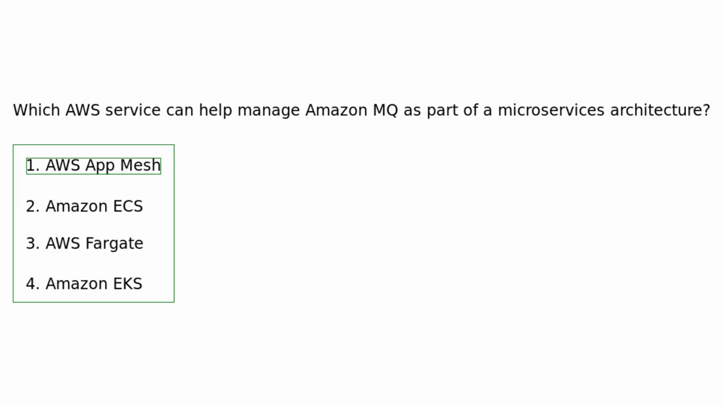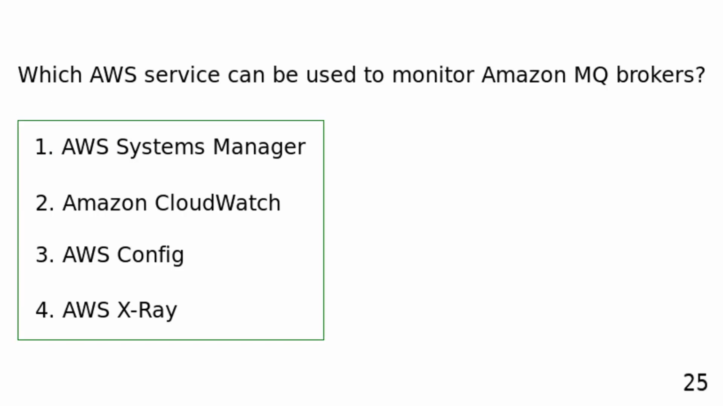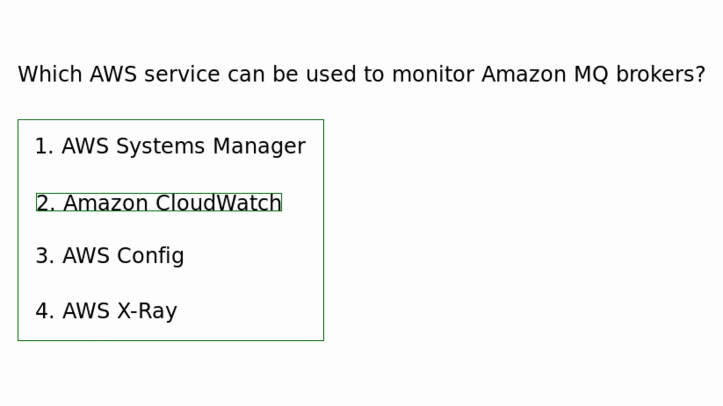AWS App Mesh can help manage Amazon MQ in a microservices setup by providing application-level networking, making message routing more efficient. Which AWS service can be used to monitor Amazon MQ brokers? AWS Systems Manager, Amazon CloudWatch, AWS Config, AWS X-Ray. Amazon CloudWatch provides metrics, logs, and alarms for monitoring the performance and health of your Amazon MQ brokers.